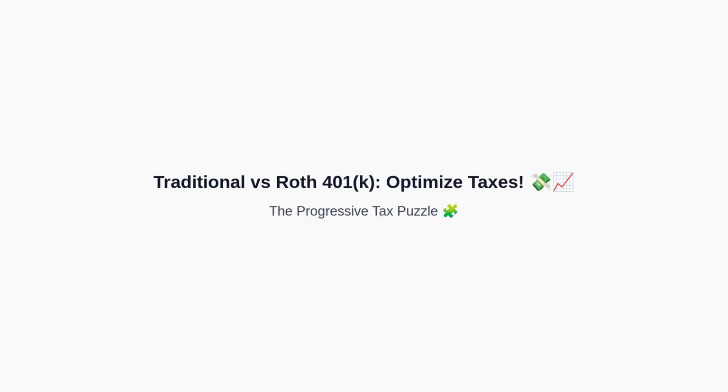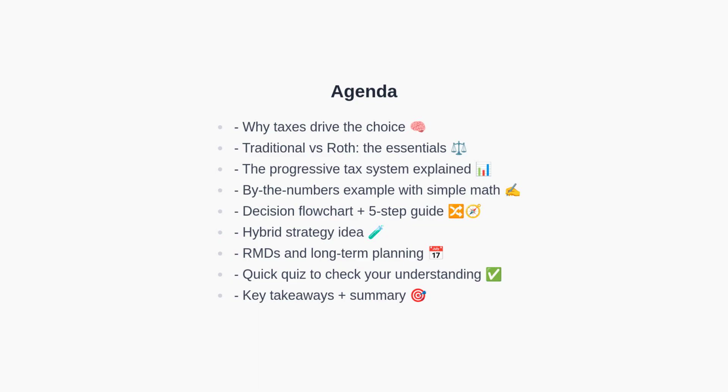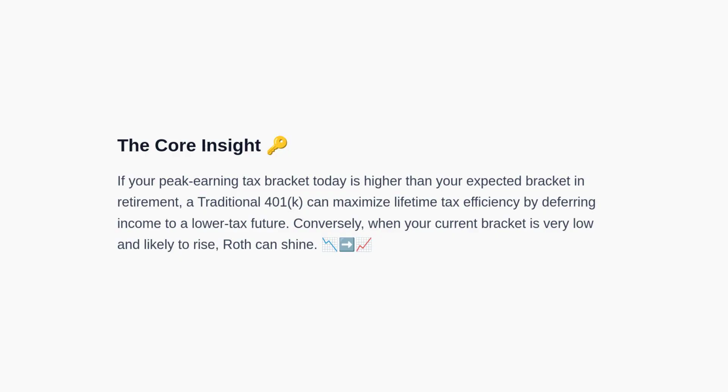Let's begin. And then we'll gradually build toward a clear decision flow. First, we will clarify why taxes drive this decision. Next, we will compare traditional and Roth options. Then, we will explain the progressive tax system and apply it to a concrete example. After that, we will review a decision flowchart and a simple 5-step process. We will also discuss a hybrid contribution approach, consider RMDs and long-term implications, and finish with a short quiz and concise summary.